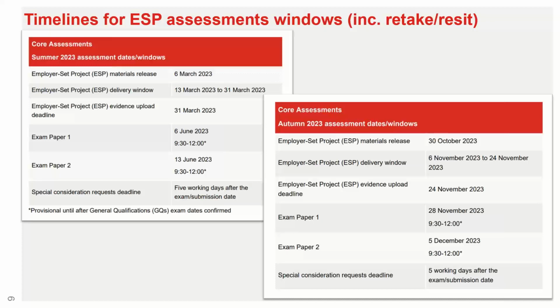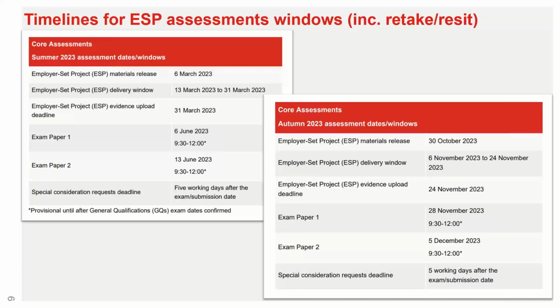Exam paper 1 will start on the 6th of June. It is a dated entry exam, which has to be taken at that time, just the same as A-levels and GCSEs. And exam paper 2 follows a week later on the 13th of June. We've got extra information there for special considerations.